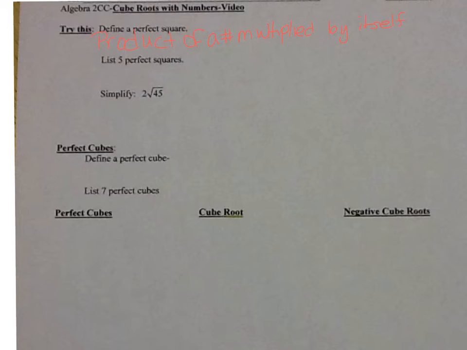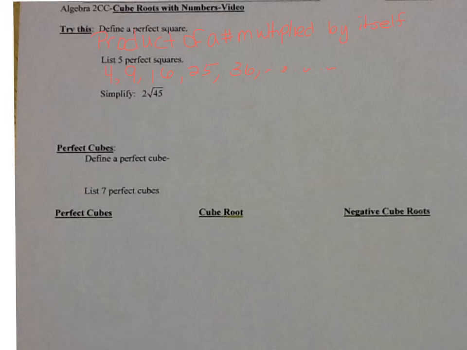All right, so now I have listed 5 perfect squares. Obviously, 0 is a perfect square because 0 times 0 is 0. 1 is a perfect square, 1 times 1 is 1. 2 times 2 is 4, so 4 is a perfect square. 9 is a perfect square because 3 times 3 is 9. 16 is a perfect square, 4 times 4 is 16. 25 is a perfect square, 5 times 5 is 25. 36 is a perfect square, 6 times 6 is 36, and so on. That just keeps going on and on forever.